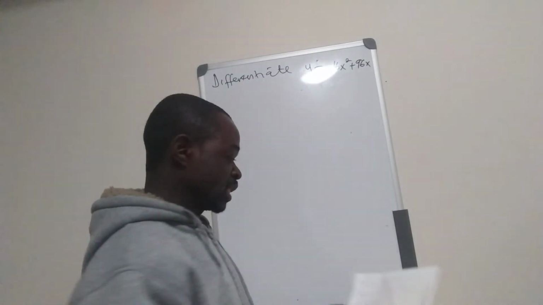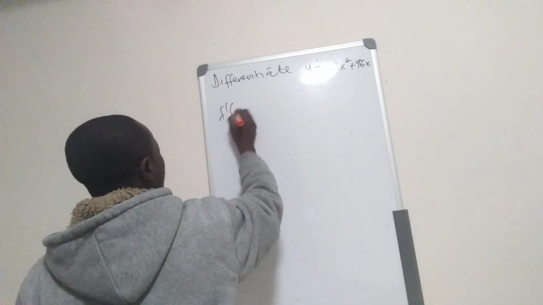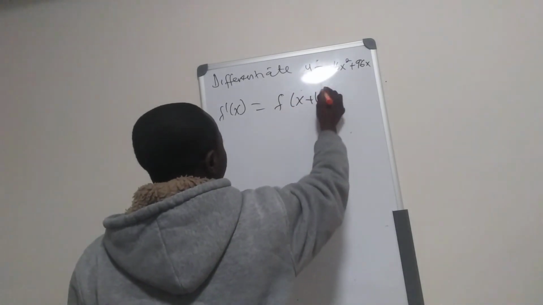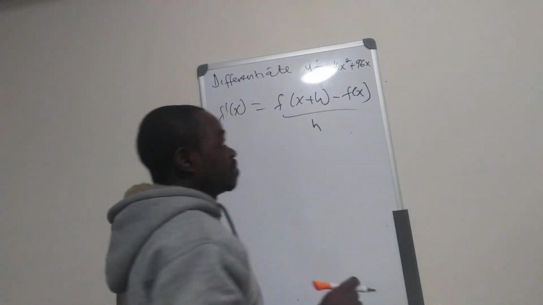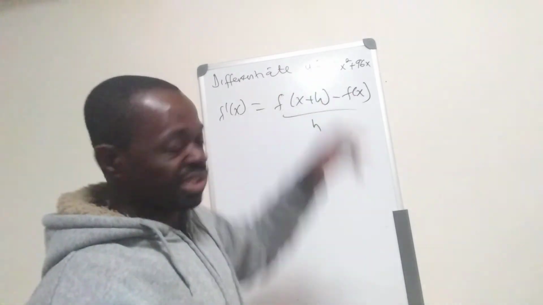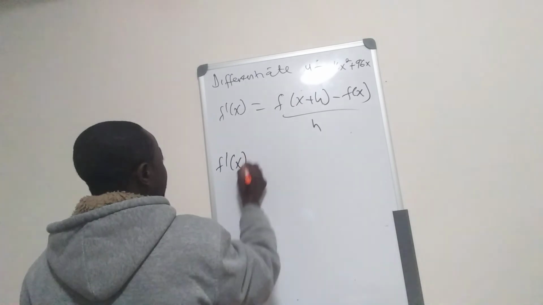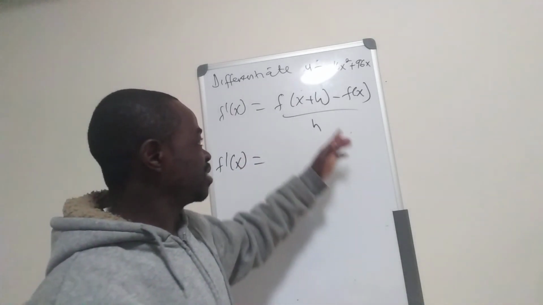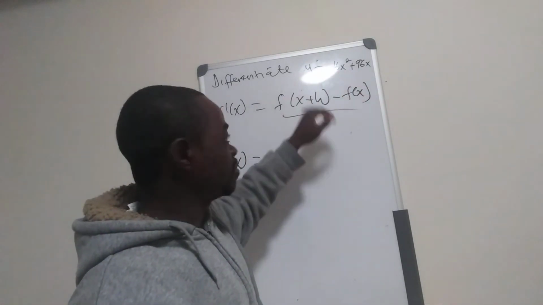Right. So let me remind you of the formula. F prime of x is equal to f of x plus h minus f of x all over h. So using the same thing to apply to this. So our f prime of x is equal to, so remember, wherever you see x, you replace it by x plus h.